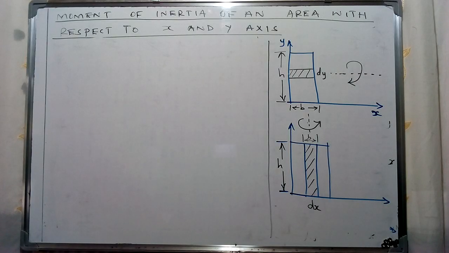In our discussion today, I'm going to look at a concept under the moments of inertia. Basically, this is going to be concerning an area which is going to be indicated using the two Cartesian coordinate system of x and y.